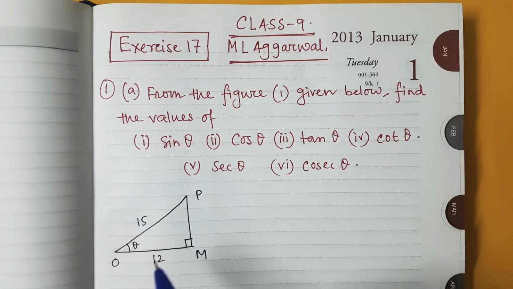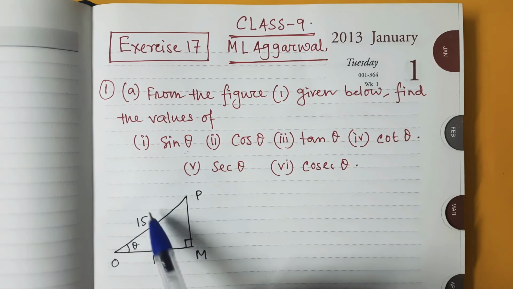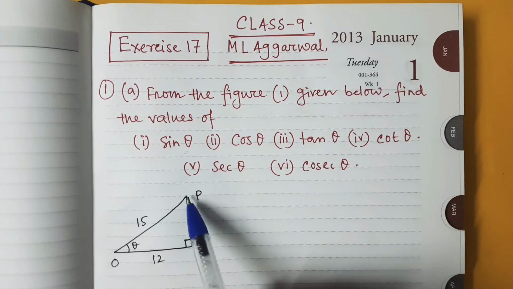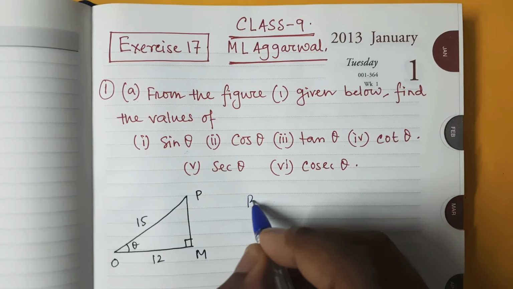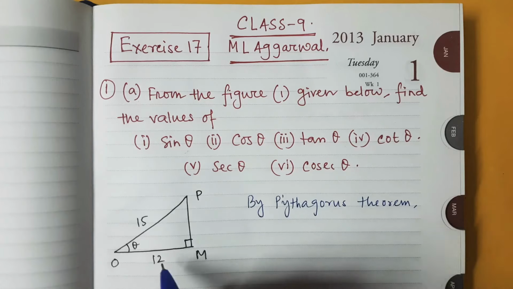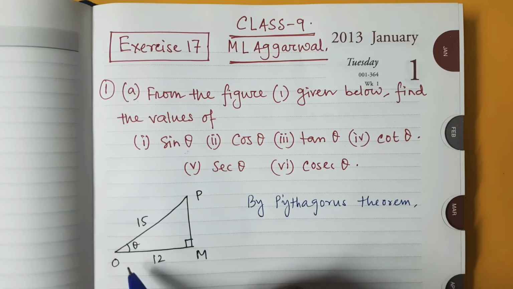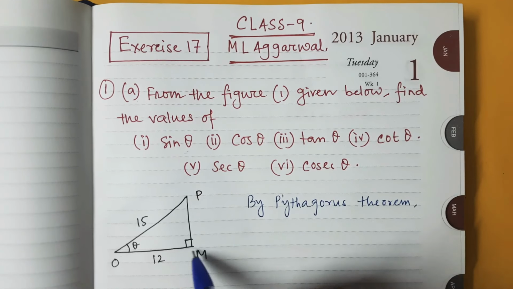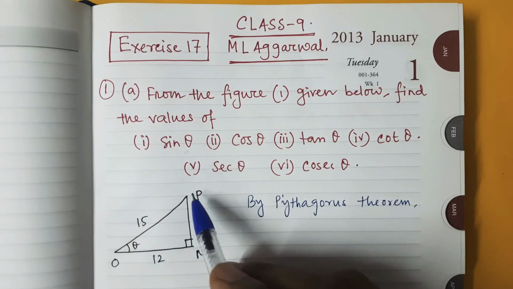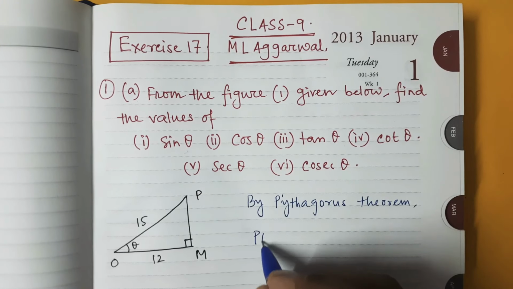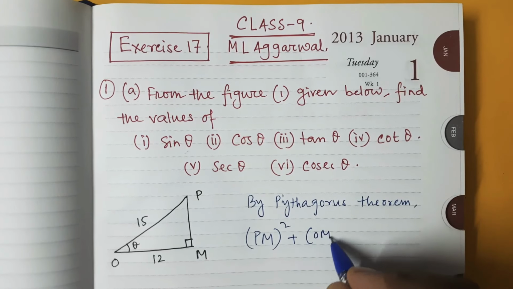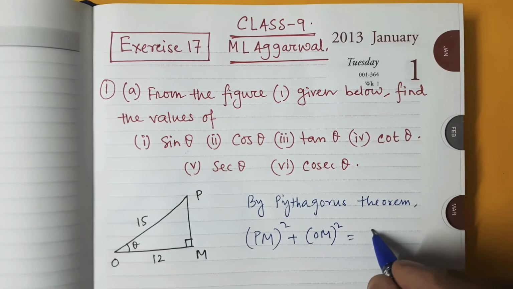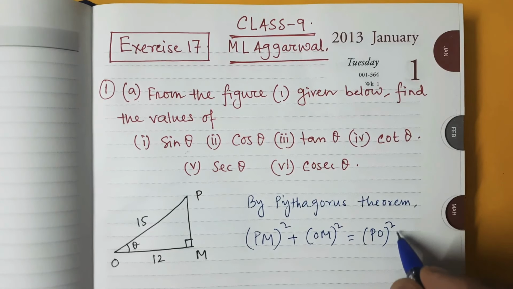So here we have this value and this value, but we don't know this length, this PM length. So for that we need to use Pythagoras theorem. So by Pythagoras theorem we can write that perpendicular square plus base square equal to hypotenuse square. Perpendicular is PM, so PM square plus base square, which is OM square, is equal to PO whole square.